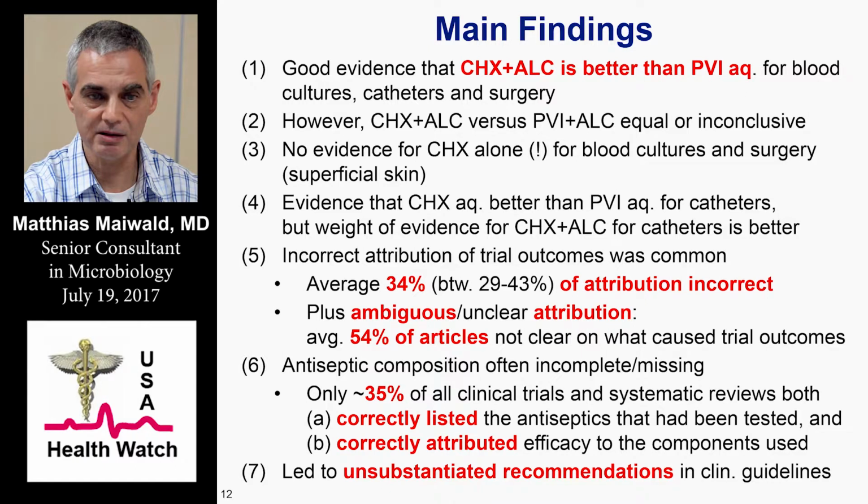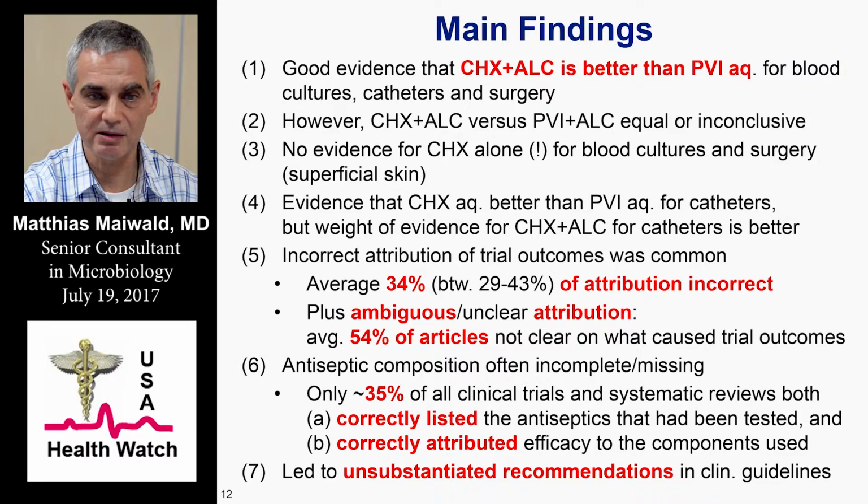But the striking finding in our systematic review was that an incorrect attribution of trial outcomes was common. So between the three different applications that we investigated, an average of 34% of attribution was incorrect, and a number of articles had ambiguous or unclear attribution, meaning an average of 54% of articles were not really clear on what had caused their trial outcomes. Furthermore, the antiseptic composition was often incomplete or missing. So only about 35% of all clinical trials and systematic reviews both correctly listed the antiseptics that had been tested, and correctly attributed efficacy to the components used. This is a fairly substantial finding.